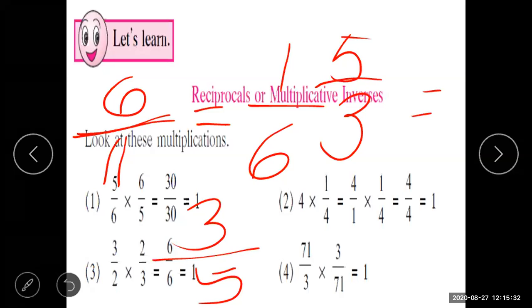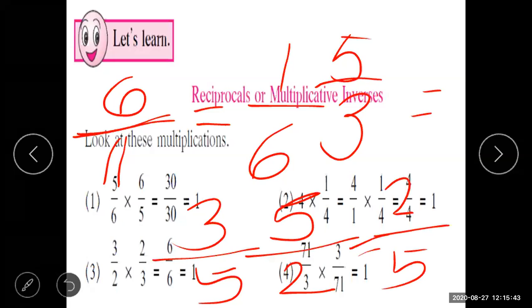You have to do the opposite. So if I write here 5 upon 2, what is the multiplicative inverse of 5 upon 2? It will be 2 upon 5. The reciprocal will also be the same, and the multiplicative inverse is also the same. So I hope you have understood what is reciprocal and what is multiplicative inverse.